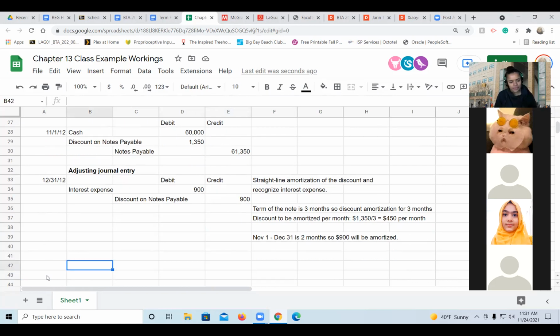Okay, so then we come to February the 1st, where we have the repayment of note and discount, right? It's not payment of interest, it's just an additional discount amortization that we recognize, okay? So this is February the 1st, 2013.